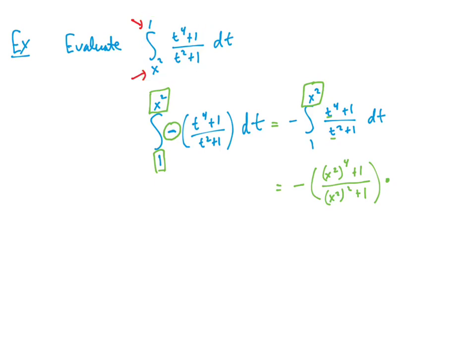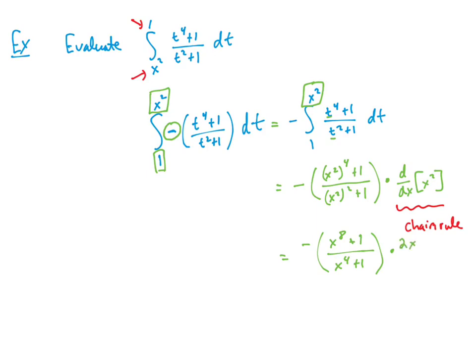And so when we do that, we need to apply the chain rule to x squared. So we need to say d dx of x squared. And this is just applying the chain rule here. Okay, so doing so, we're going to say negative of x to the 8th plus 1 divided by x to the 4th plus 1 times the derivative of x squared, which is just 2x. So we can leave it like that, but I would probably simplify this to negative 2x times x to the 8th plus 1 divided by x to the 4th plus 1. And that does it for us.